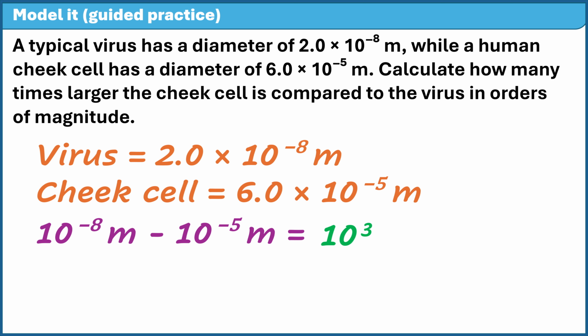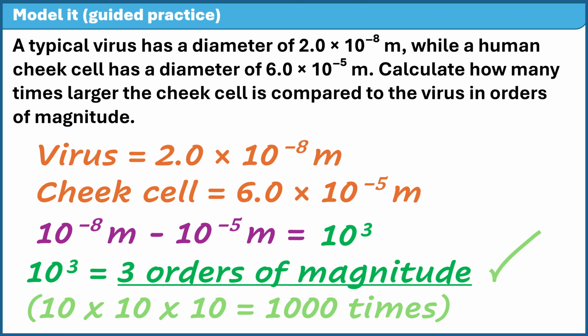Wait, why is it 10 to the power of 3 and not negative 3? It's because when we subtract from a negative value, the answer becomes positive. Step 3, convert this to orders of magnitude. 10 to the power of 3 equals 3 orders of magnitude, which means that the cheek cell is 10 times 10 times 10, or 1,000 times bigger than the virus. And you've just gained 2 marks in your exam.